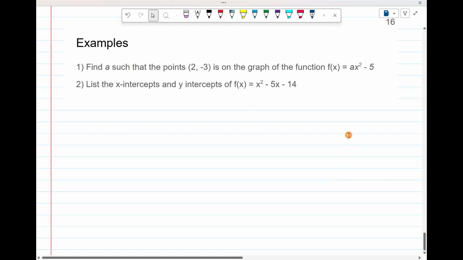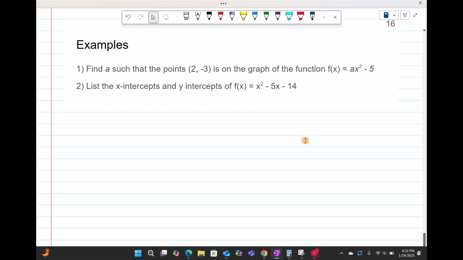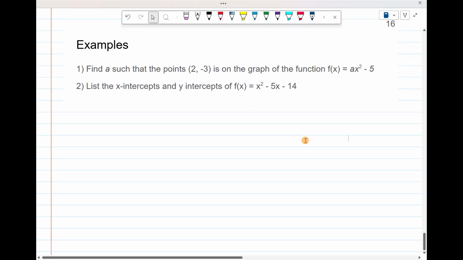In this video, we'll go over a couple examples involving functions and their intercepts. All right, first, number one asks to find a such that the point 2 comma negative 3 is on the graph of f of x equals ax squared minus 5.